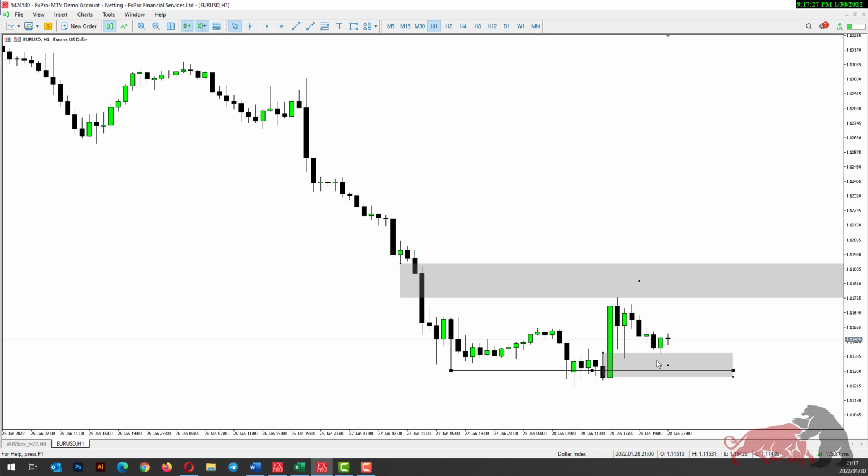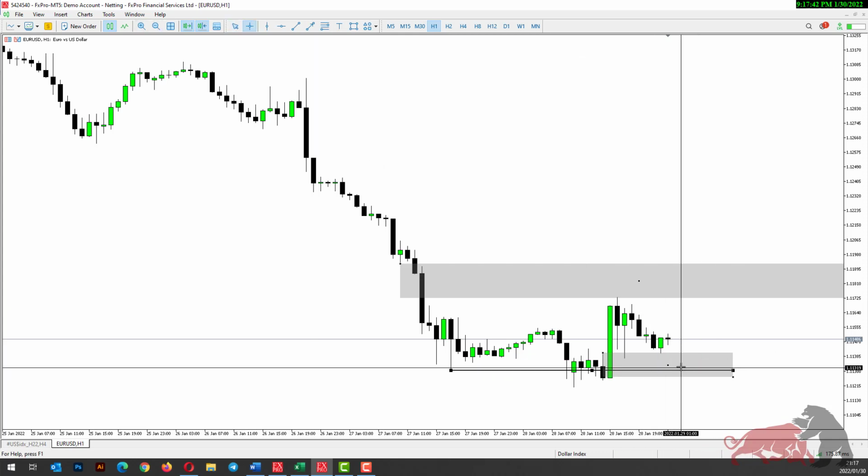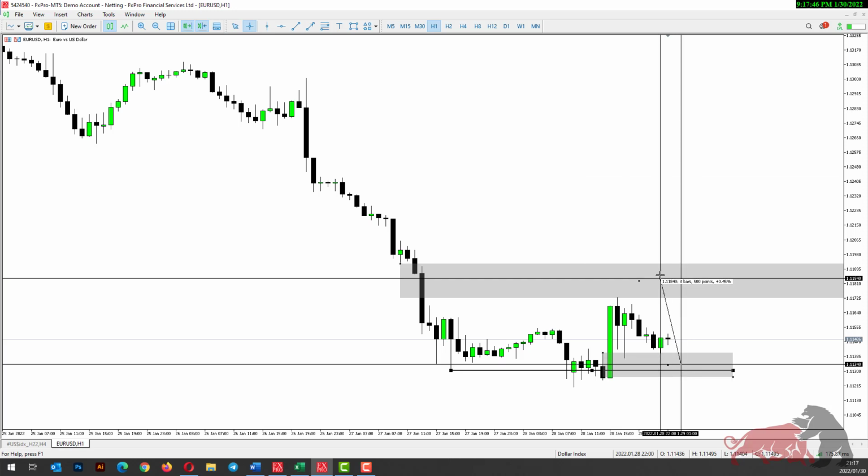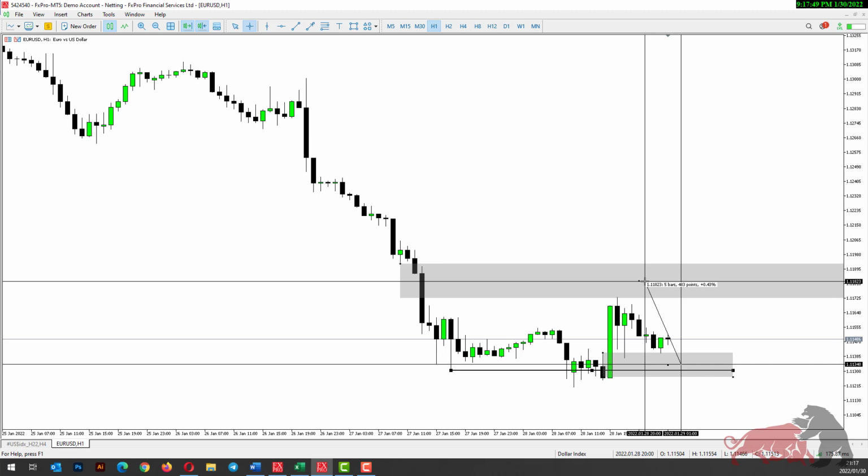Now, this block is going to offer long entries, provided we get a positive euro release. This level is going to offer us long entries on Euro USD, say from around 1.1133, with a target set somewhere around 1.1108.